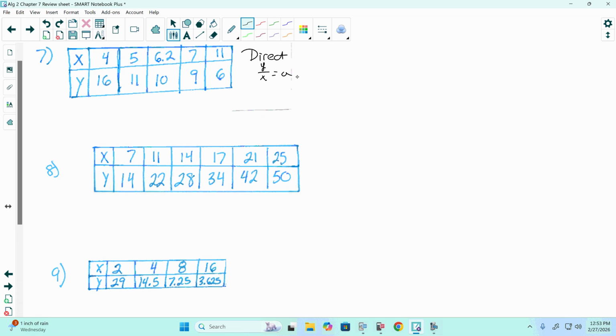And we can check this here. We can say 16 divided by 4. Well, that's going to be 4. 11 divided by 5, we can plug that in and it tells us it's 2.2. This is not going to be direct variation because those values are not the same. I don't have to check the rest. As soon as I get one value that differs, we're done. It's not direct.